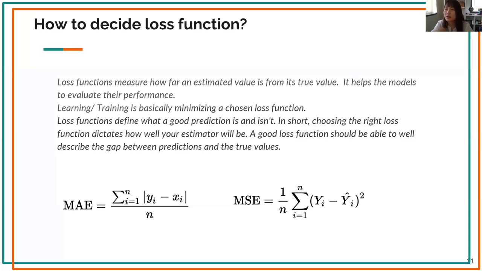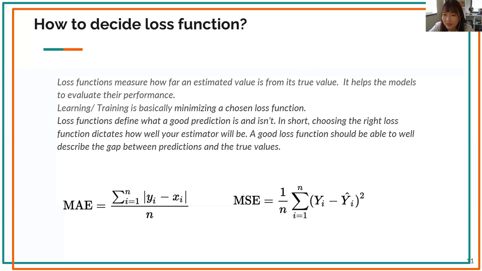Loss functions define what a good prediction is and what is not. In short, choosing the right loss function determines how well your estimator will be. A good loss function should be able to describe well the gap between prediction and the true values. And I just list two extremely popular loss functions in regression-based problems. What we did is regression-based: I have a value 700 and you guess 1200. This is just a basic regression-based problem.